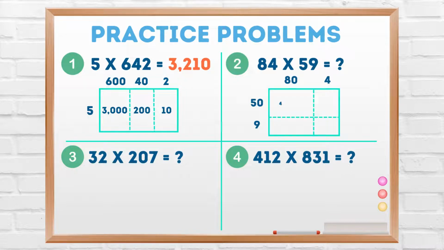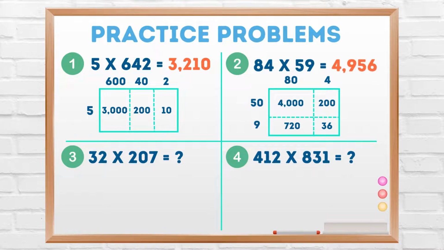50 times 80 is 4,000. 50 times 4 is 200. 9 times 80 is 720. And 9 times 4 is 36. We add the products together and our answer is 4,956.